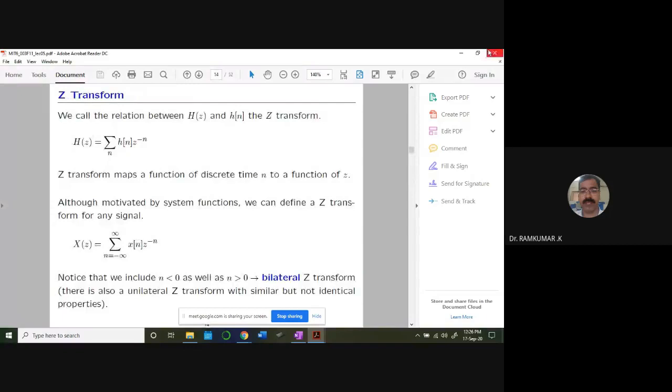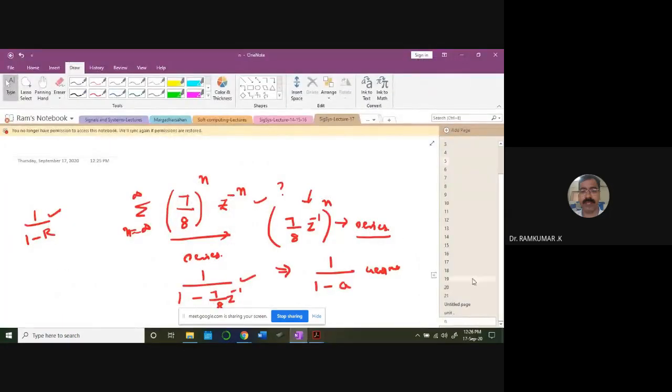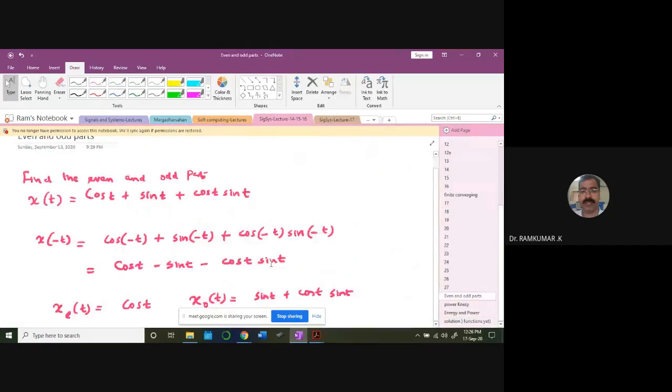But right now we'll move our focus back to the concepts we have been learning. Number one, you need to know about this kind of problems. Find the even and odd parts. Can I do this problem? Gautam, Alex Chelvan, how do we solve this problem? Find the even and odd parts.